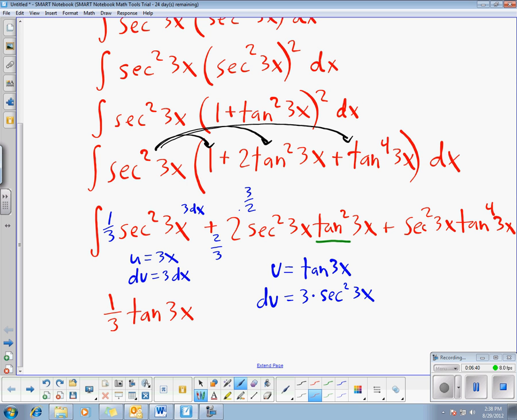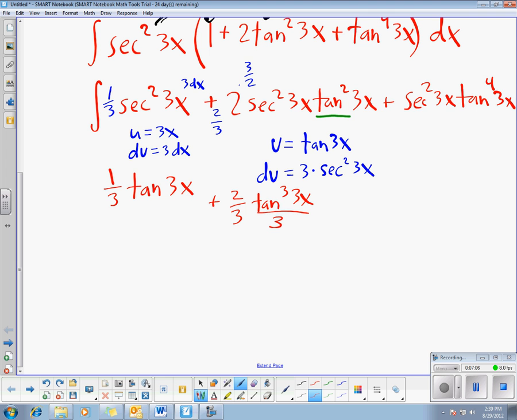Okay, so back to my answer. 2/3 is part of the answer, and tangent to the second power now becomes tangent to the third power of 3x over 3, because the integral of u squared is u cubed over 3. So there's my u cubed over 3. The trickiest part here is getting the constant right. Okay, so that all together is going to become a 2/9 tangent cubed, and I'll get that when I clean it all up.